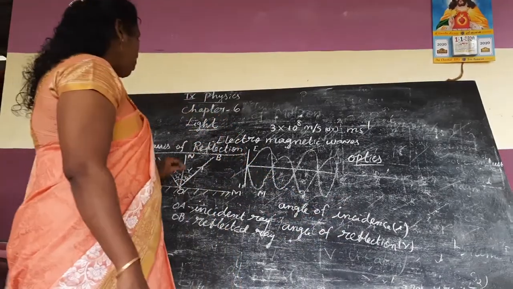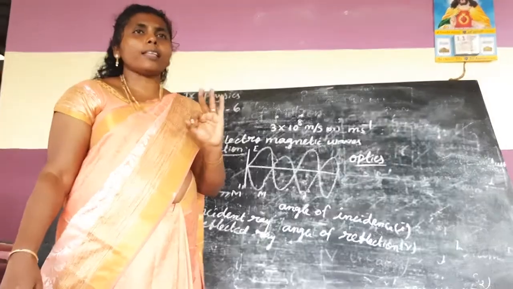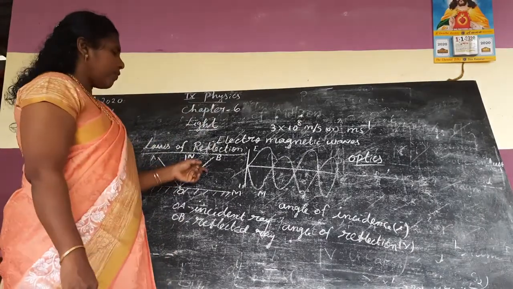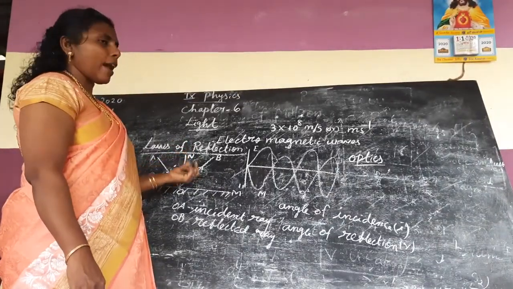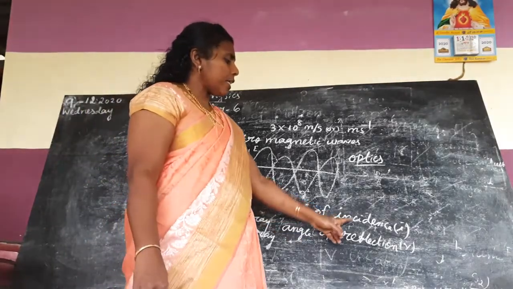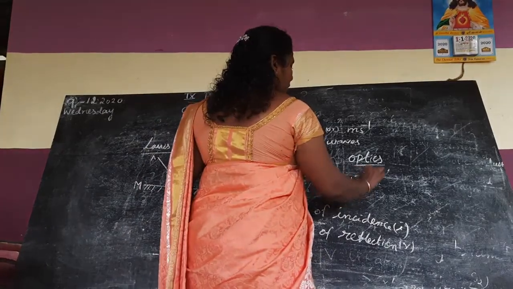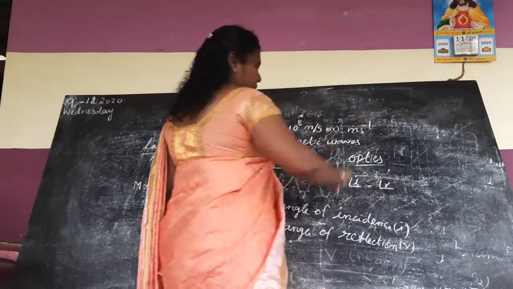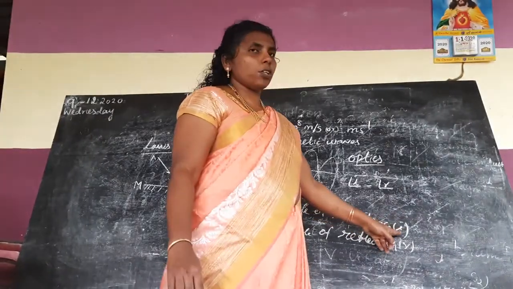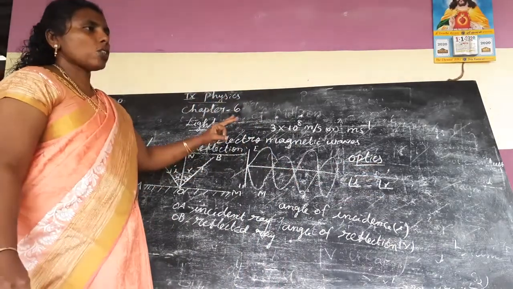So these are the laws of reflection. What are the two laws? There are two laws. The incident ray, the reflected ray, and the normal lie in the same plane. And the second, the angle of incidence is equal to the angle of reflection. So we can write like this: angle of incidence i is equal to angle of reflection r.